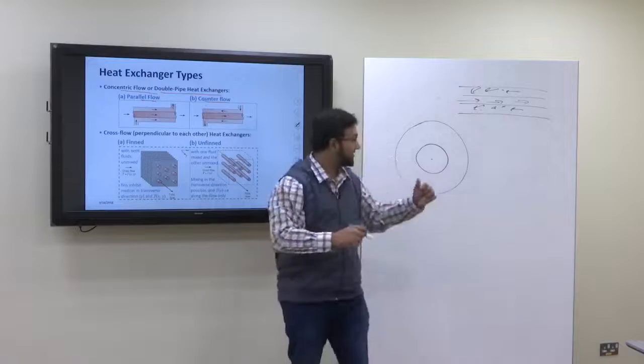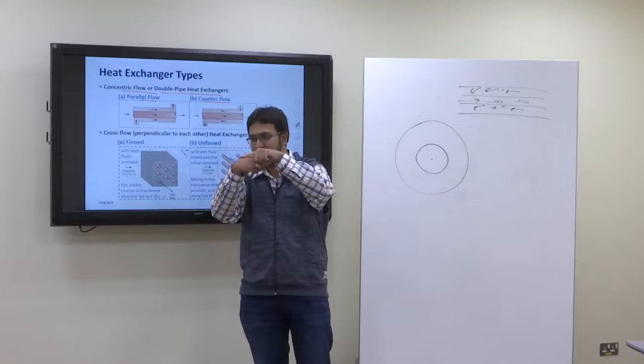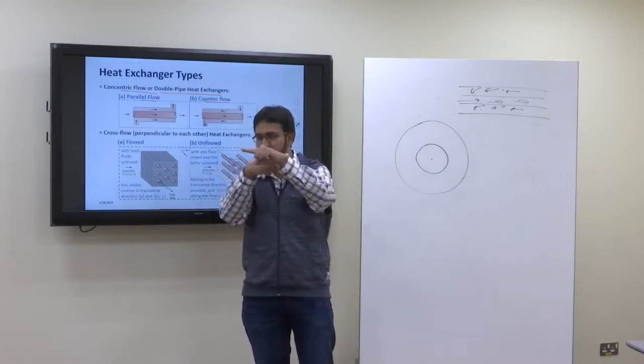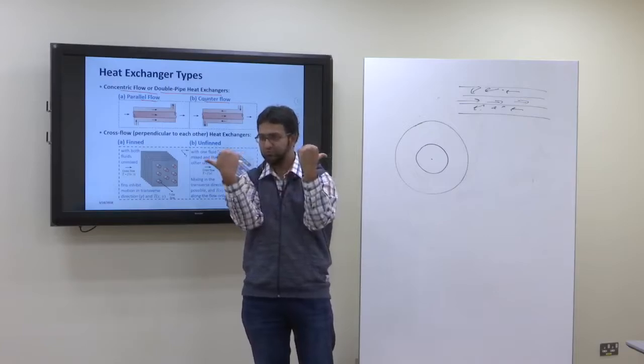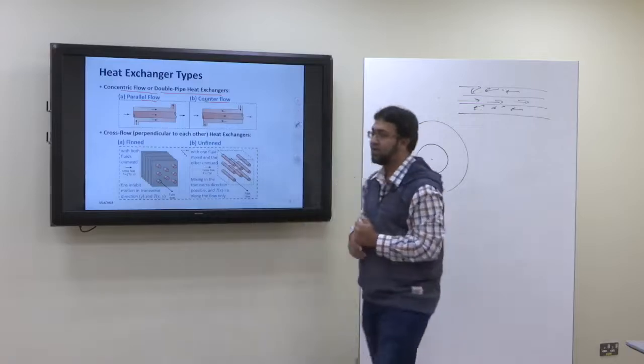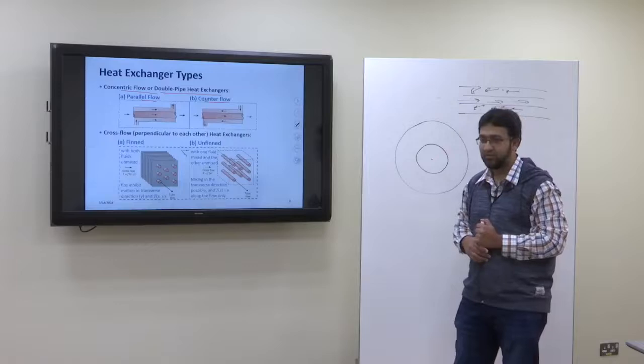It's not about the direction, like this or this. If the two fluids are opposing each other in motion, then this is counter flow. This is counter flow. This is also counter flow. It will affect the way the heat transfers. Yes, it will affect, and we are going to study how it will affect.